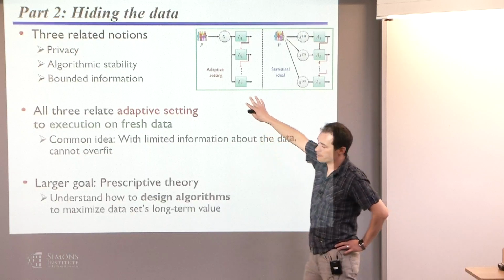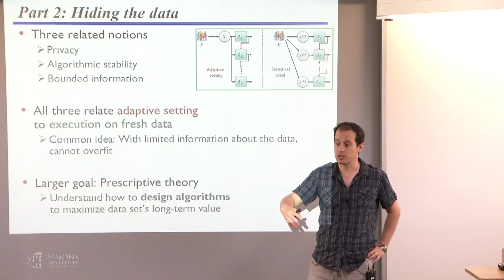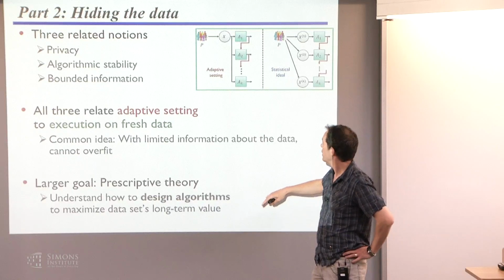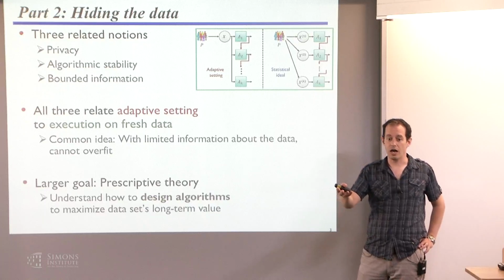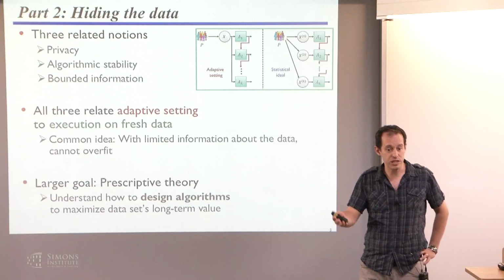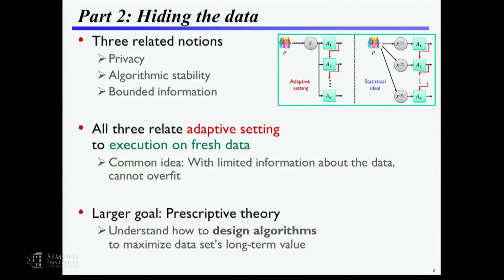What all three of these notions allow us to do is to relate this adaptive setting that Aaron was talking about, in which you've got an analyst asking questions in sequence and having those answered on the same data set, to some sort of statistical ideal in which each time I ask a question, the question will be answered using a fresh sample from the same distribution. These three tools get at different ways of matching these two settings and relating them, so that we can get the kinds of guarantees we would get in this statistical ideal setting, in this adaptive setting.